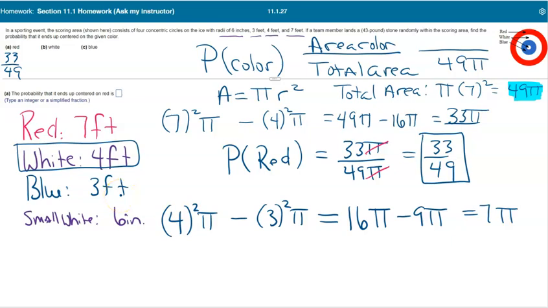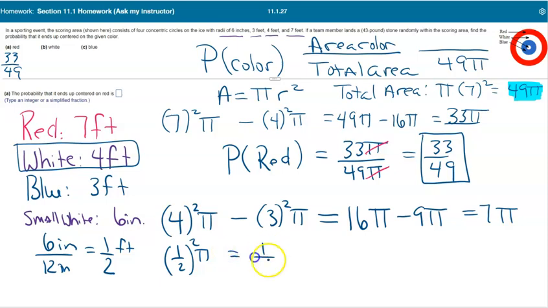So I can't use 6 inches. It's not going to be 6 inches squared pi. I have to turn 6 inches into feet. Well, we know there are 12 inches in a foot. So 6 inches divided by 12 inches is 1/2, and that's in feet. So that's 1/2 of a foot. So you have 1/2 squared pi, which is equal to 1/4 pi. I have to add that to my 7 pi before I can calculate the probability of white, right?